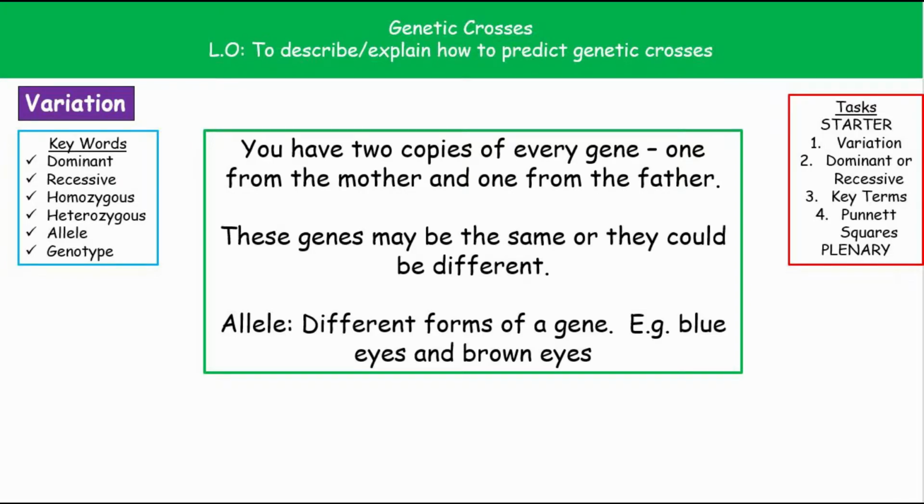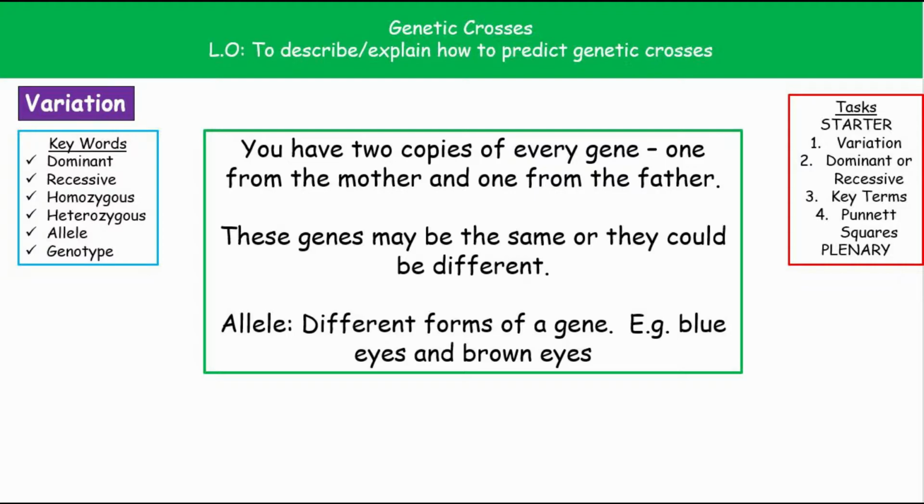Now, as we've already said in some of our previous work on genetics, what you actually have are 2 copies of every single gene. You've got one from the mother and one from the father. Now, the genes that you've got from the mother and the father may be the same, or they could be different. And what we actually refer to, we don't call them genes at this point, we refer to these different forms of a gene as an allele.